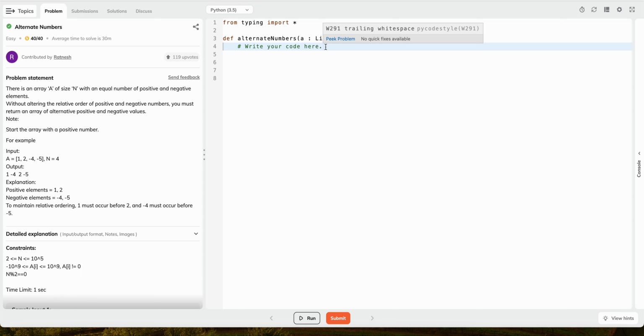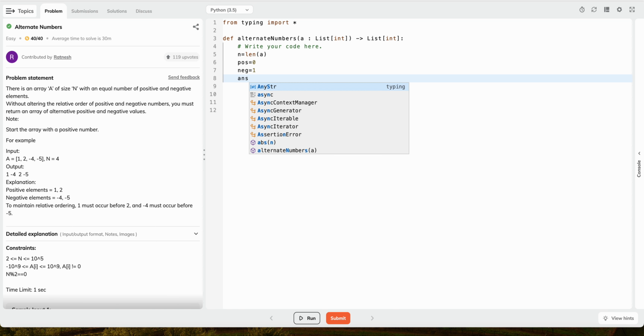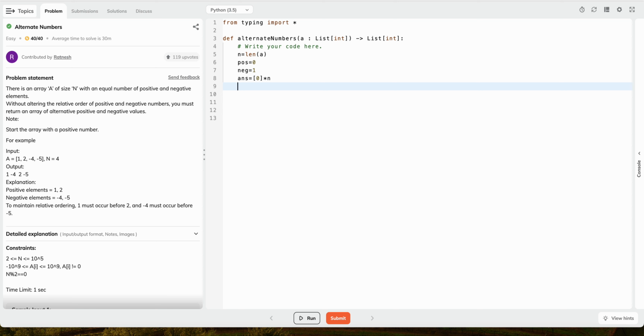Let us write the code of this question. So consider n as length of your array. Then we are going to create two variables, positive which indicates the position of positive elements, starting position which is 0, negative is 1 which is the starting position of negative element. Now we can create another array, say answer, which is equal to 0 times the size of the original array. Now let's start iterating the array.